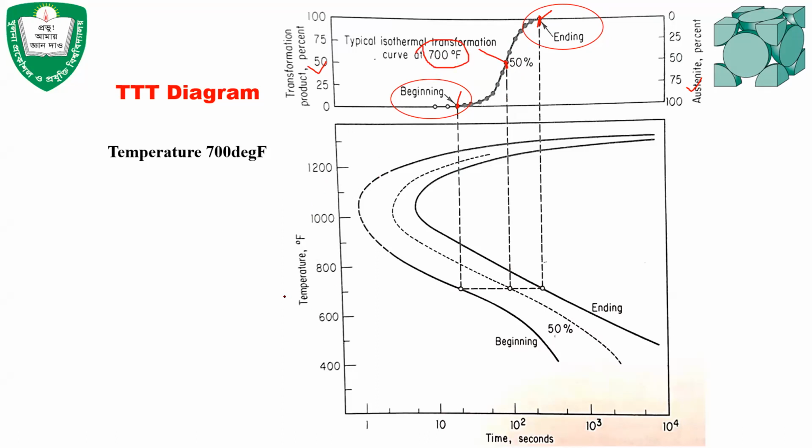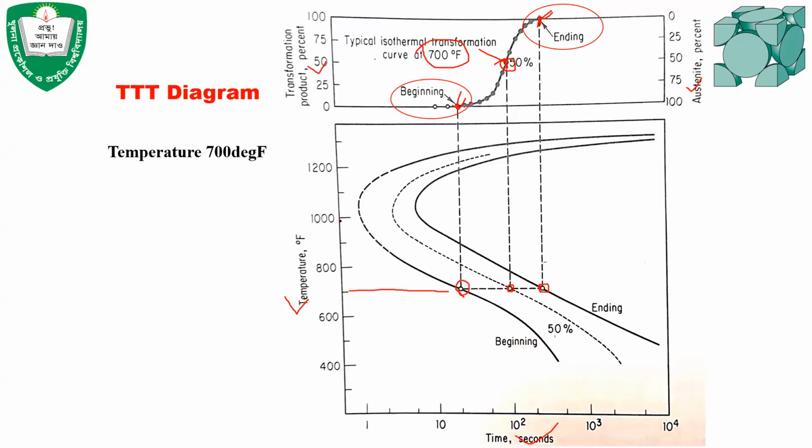So you have a coordinate system of temperature versus time. In this coordinate system at 700 degree Fahrenheit temperature, you plot 3 points. One point is the beginning of transformation, that is here. Another point is where 50% transformation is complete in here. How long does it take? And another is the ending, how long it took to completely transform into 100% perlite. That is the third point. So at 700 degree Fahrenheit temperature, you get these 3 points.